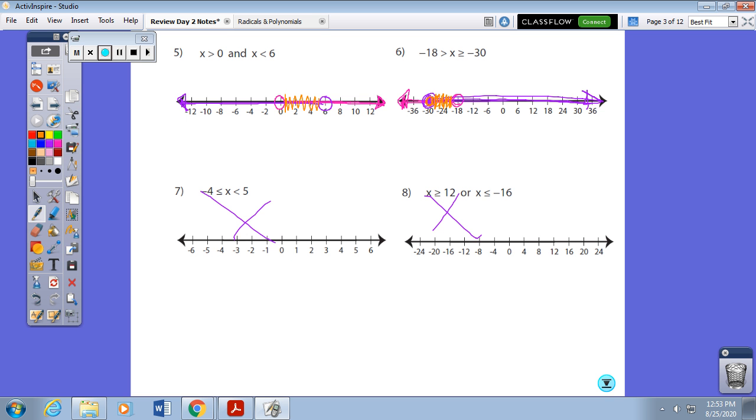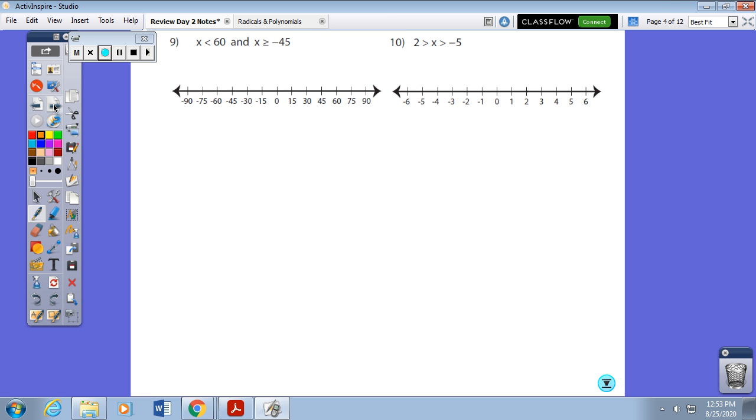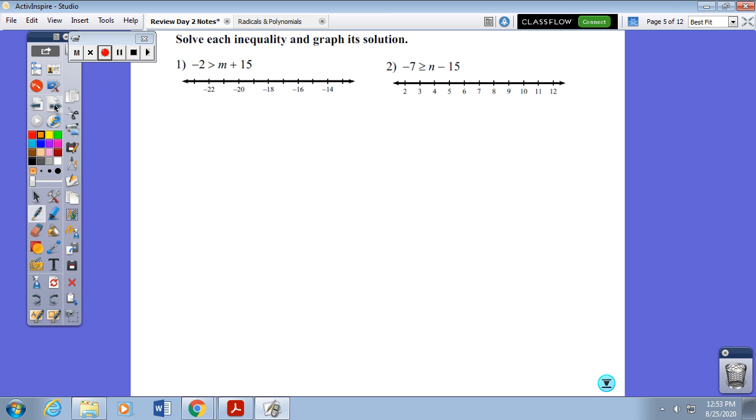Okay, let's go ahead and we're going to do the same idea, but first we're going to skip 9 and 10. We are going to solve inequalities and then graph. So what we've done so far is graphed. Now we need to solve them first.